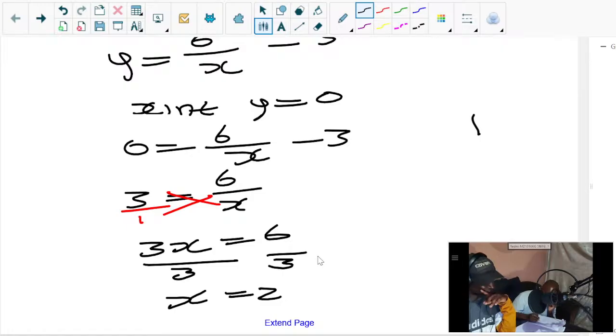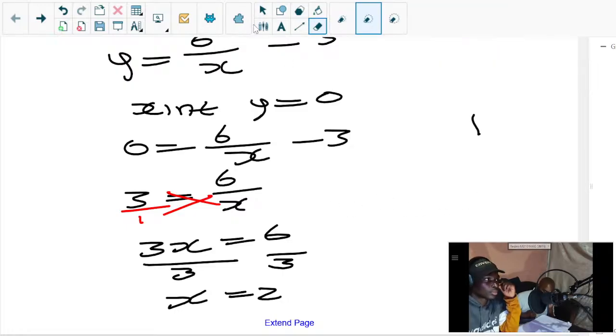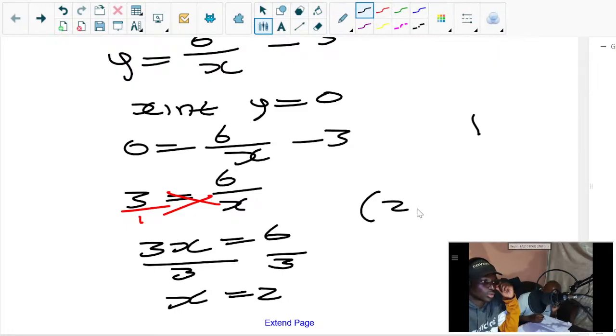Now, they said we should calculate the coordinates of the x-intercept. Yes, coordinates. So we're going to write: when x is 2, what is our y? Our y is equal to 0. So we have the coordinates (2; 0).